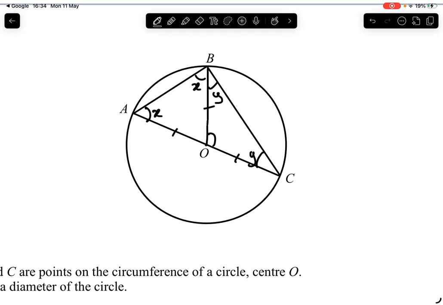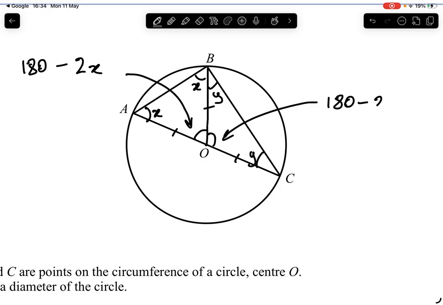So these two angles in the middle we can work out again. You'll notice there's some similarity here with the previous proof. So this angle in here is going to be 180 take away x, take away x, so that's 180 subtract 2x. And this angle in here is going to be 180 subtract 2y.